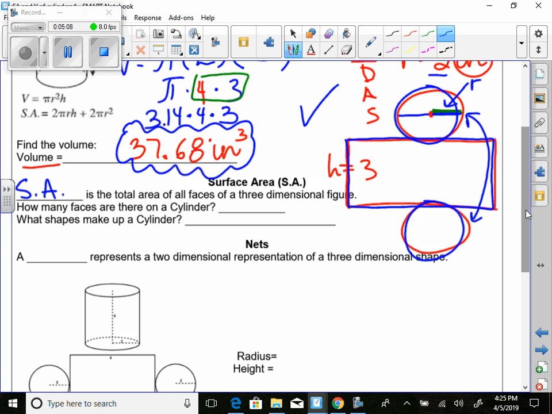So how many faces are there in a cylinder? Well, I have one circle, I have a second circle, and I have a body. It's three, so it has three faces. And what shapes make a cylinder? Well, we just said it is two circles and a rectangle.